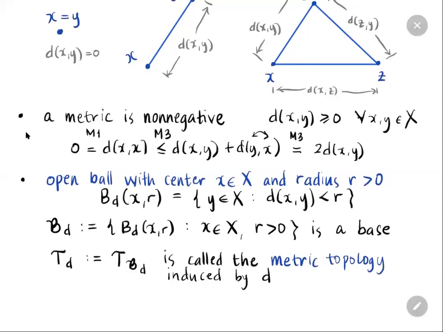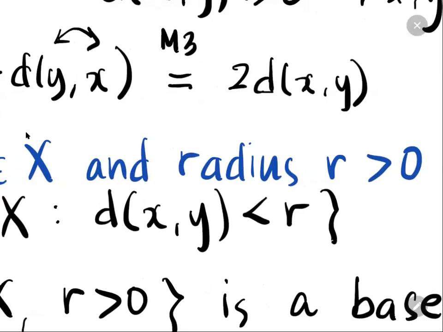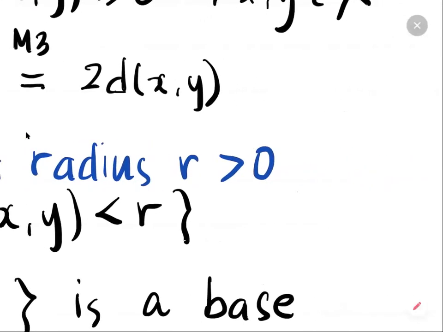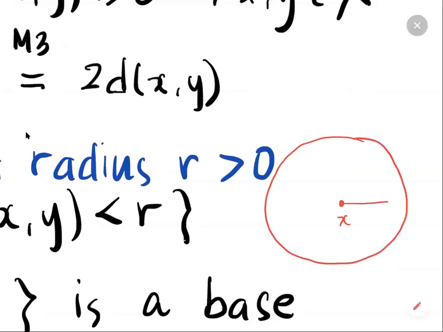So this definition of the open ball is motivated from the case of the Euclidean space. If this is your X, then the open ball should be the interior of the disk centered at X with radius R. So you consider all points except at the boundary of that circle.